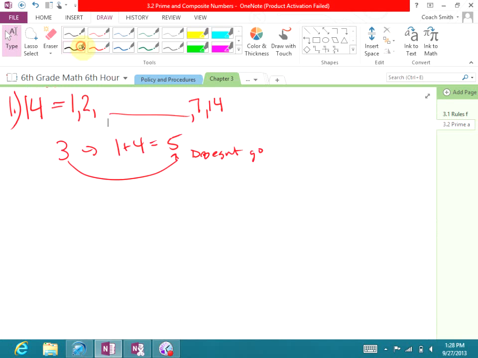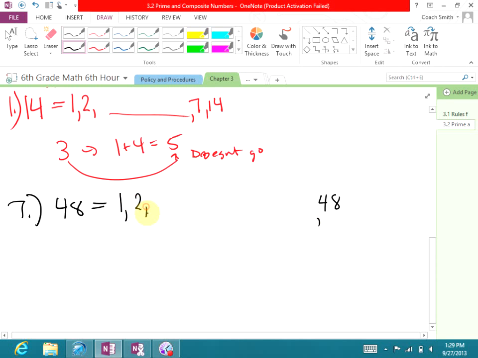So, let's look at another one. Number 8. No, number 7. Number 7 is the number 48. And they want me to list all the factors. Well, first of all, we go with the 1 and 48. This is what I need a little bit more space for. Okay? Well, then we look at 2. 2 goes into every even number, so 2 does go into 48. How many times does it go into 48, Jacob?